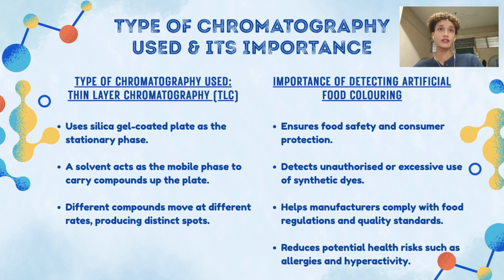My name is Muhammad Rafiq Haikal and today our topic focuses on the application of basic chromatography in food safety, especially the detection of artificial food coloring. Chromatography is an analytical technique used to separate, identify and analyze components present in a mixture. The separation occurs because different compounds interact differently with the stationary and mobile phase.